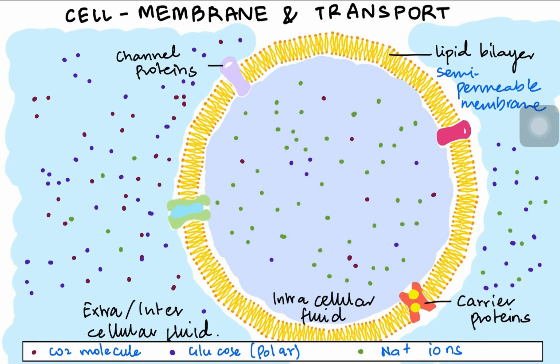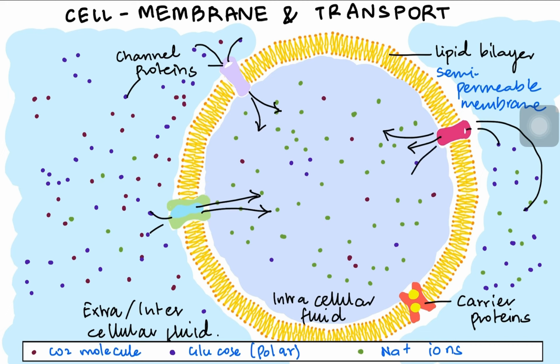When we talk about glucose, glucose is a water-soluble substance. It can't pass through the cell membrane directly. It will need help from these channel or carrier proteins, which are specifically for glucose. They will allow the diffusion of glucose, but only through these channels, not directly through the cell membrane. That is why we call it diffusion, but we call it facilitated diffusion.